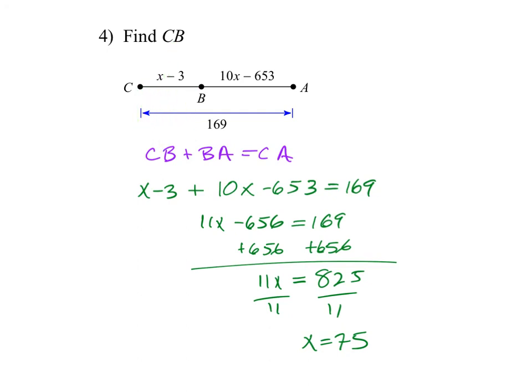Now again, it's asking me to find CB. So CB is right here. So CB equals 75 minus 3. So this is 72. And that's it.